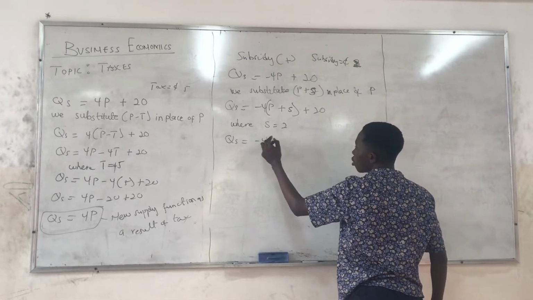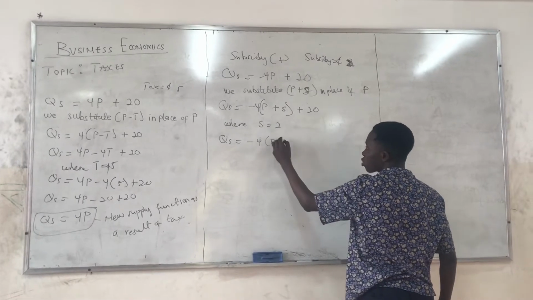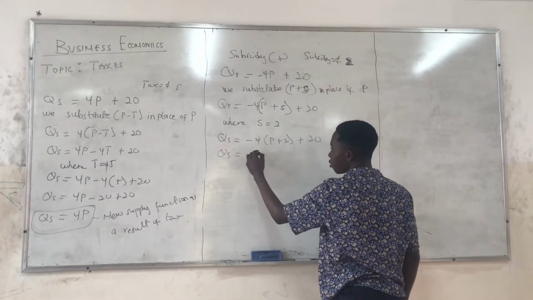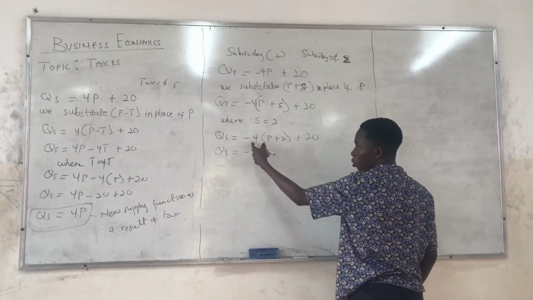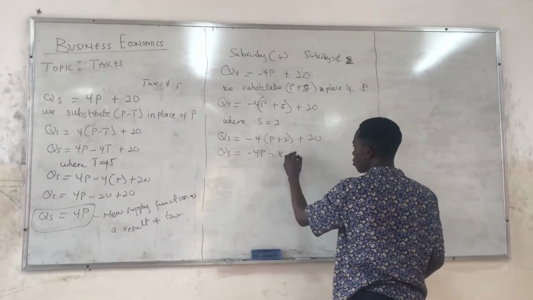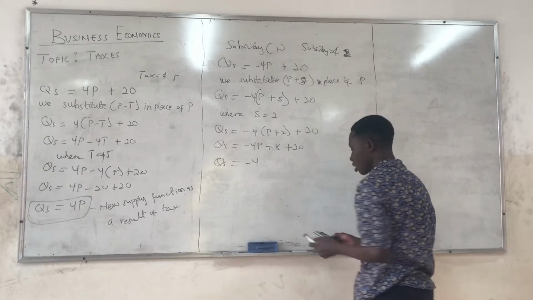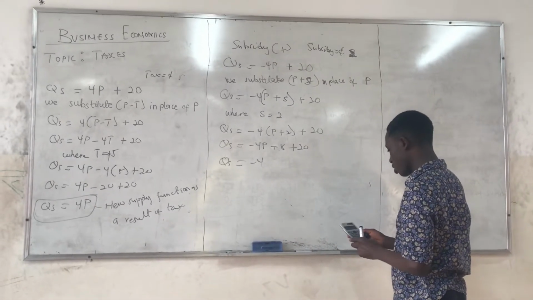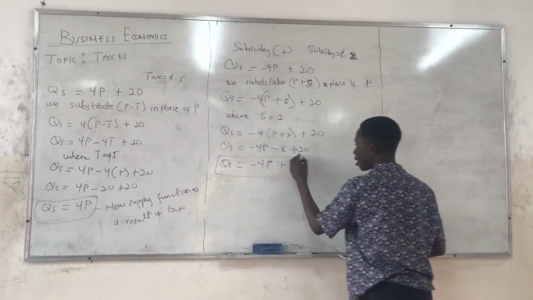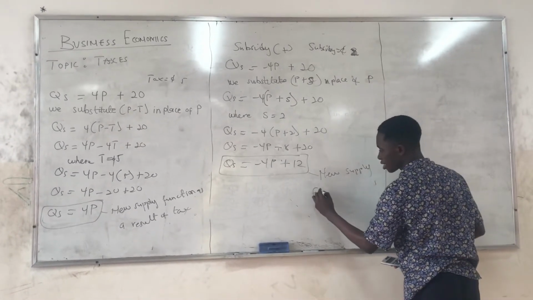Let me do it this way. QS is equal to minus 4 times (p plus 2) plus 20. Minus 4 times 2 becomes what? Negative 4 times 2 is negative 8. So negative 8 plus 20. What will you get? 12. So QS is equal to minus 4p plus 12. So this becomes your new supply function.